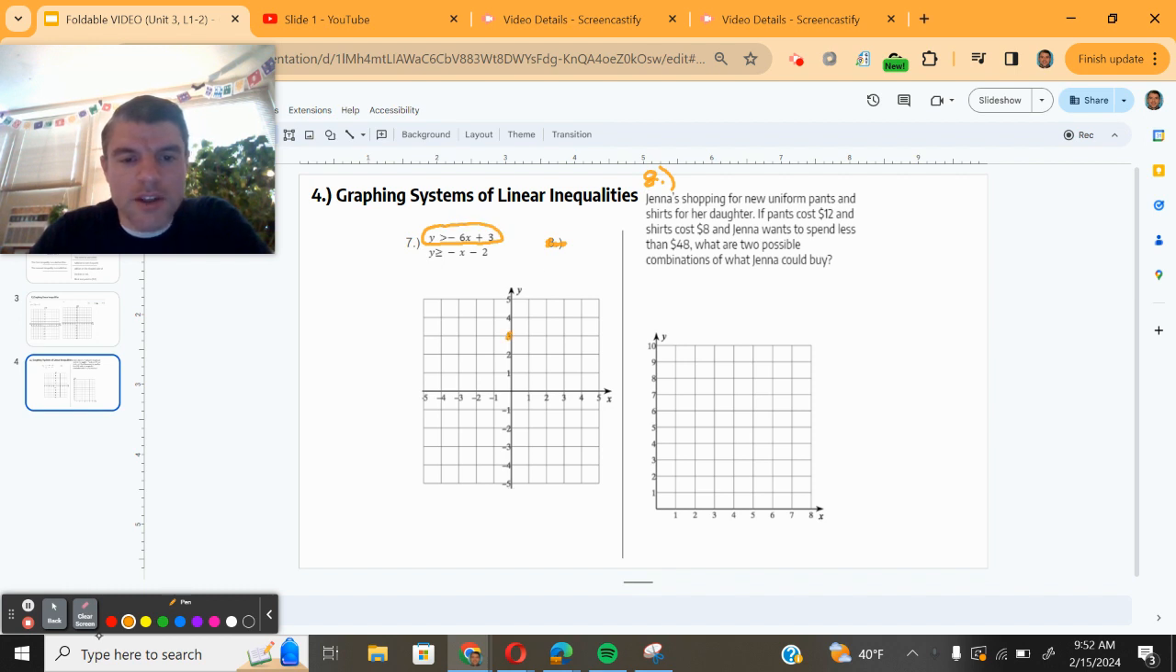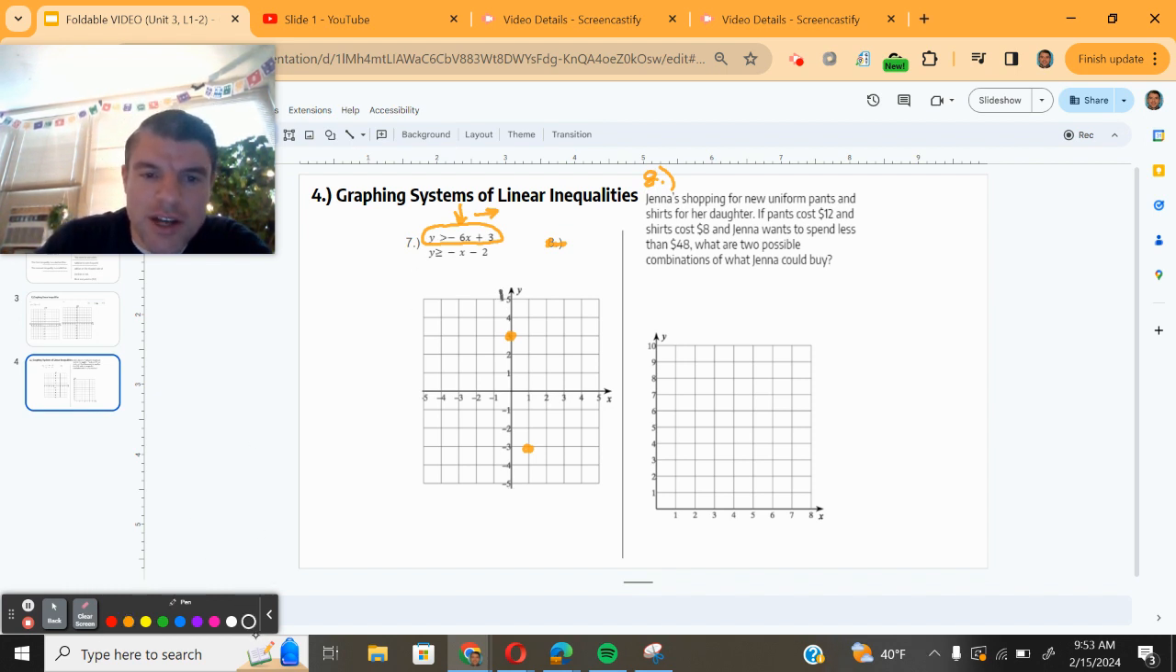I'm going to put a dot on the y-intercept. I'm going to go down 6 over 1. 1, 2, 3, 4, 5, 6 over 1. I'm going to draw a dashed line because it's greater than and it's not equal to.